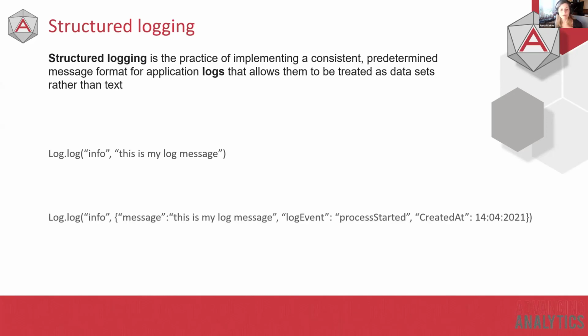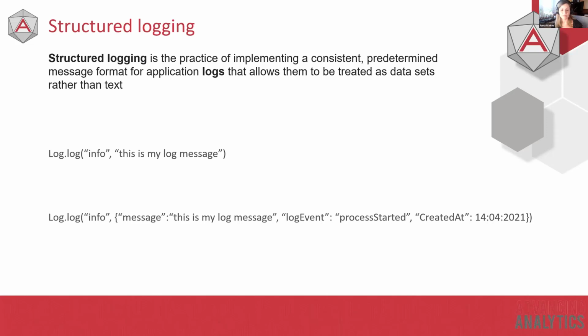Structured logging, on the other hand, if we look at this example here, is essentially putting our log into JSON and creating our own custom structured log types. So we still have our message: this is my log message. And then we're also defining some additional properties within that JSON, within that piece of logging, that we want to then put into our logging system.